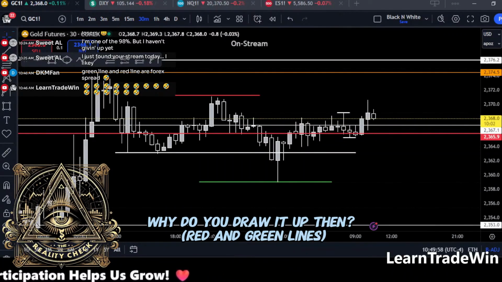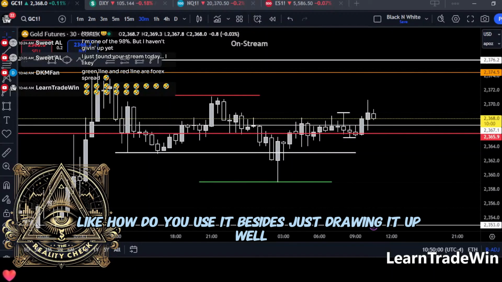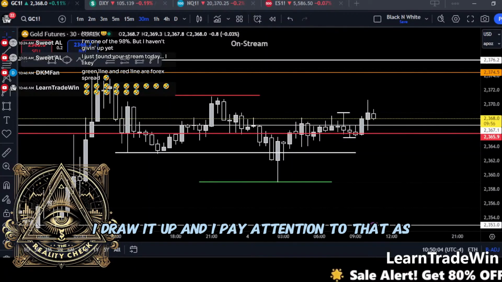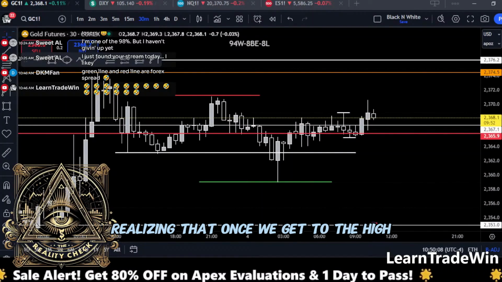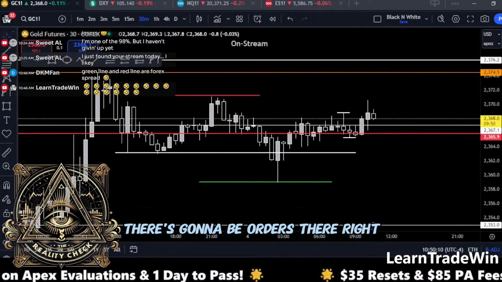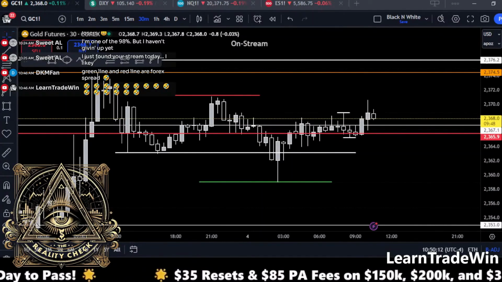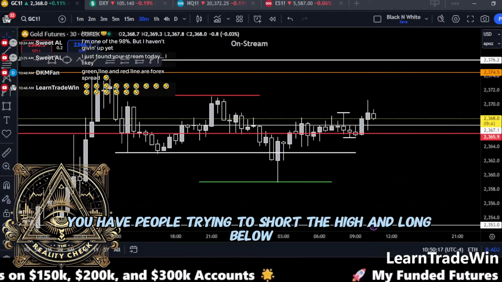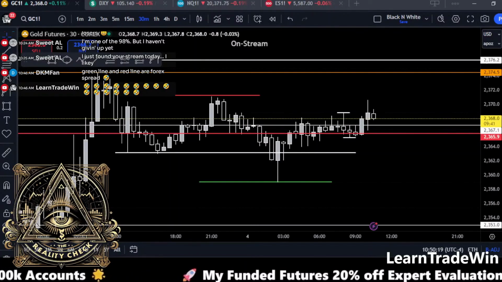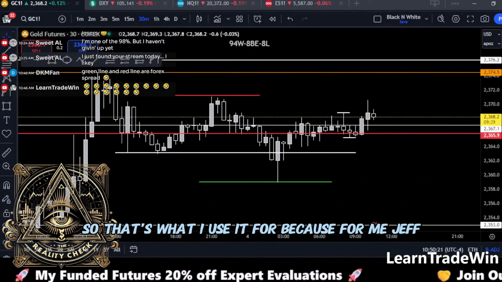Why do you draw it up then? Like, how do you use it besides just drawing it up? Well, I draw it up and I pay attention to that as an actual range that we're trading in, realizing that once we get to the high, there's going to be orders there, right? You'll have people trying to short the high and long the low. So that's what I use it for.